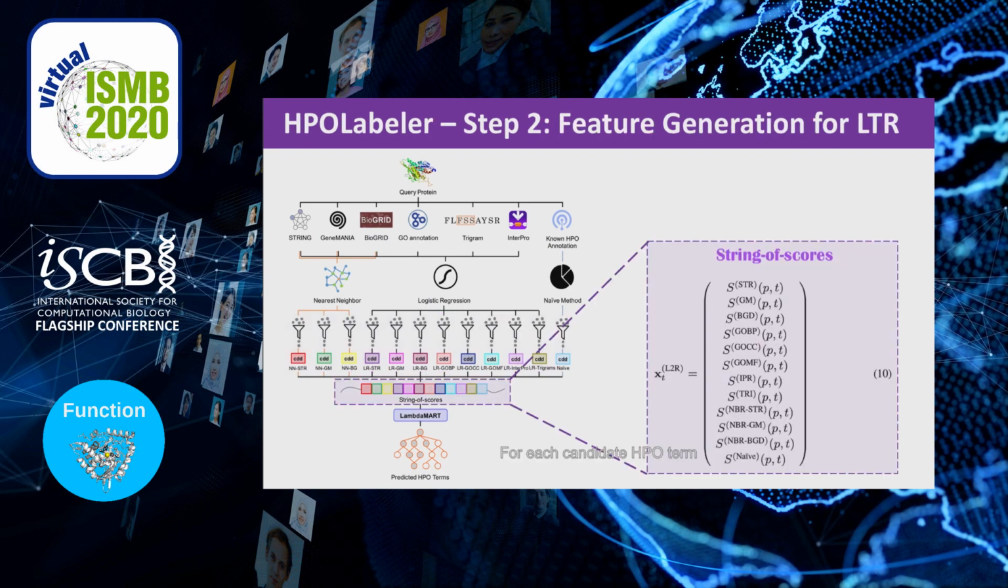For each candidate HPO term, we concatenate the predicted scores from 12 models to generate a feature vector to be input to learning to rank. We call this representation the string of scores.